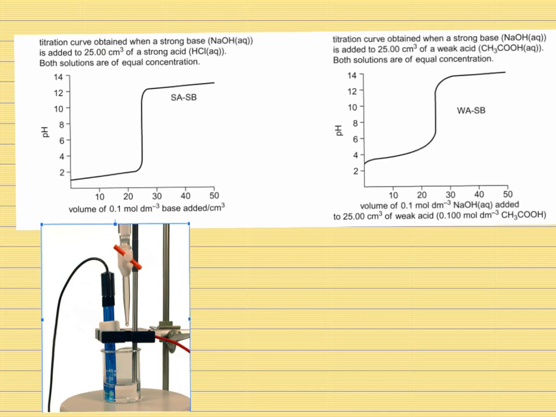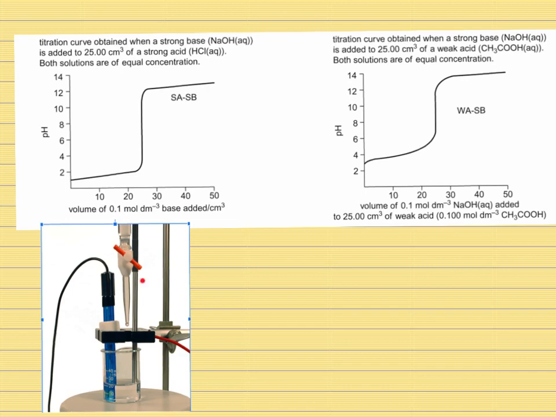Now it's really important to notice that this point here, the vertical part of the curve, is produced when a very small volume of the base is being added. There is a rapid increase in pH as the equivalence point is met, and then as there is a slight excess of hydroxide, it rapidly becomes very alkaline. So this is the equivalence point.